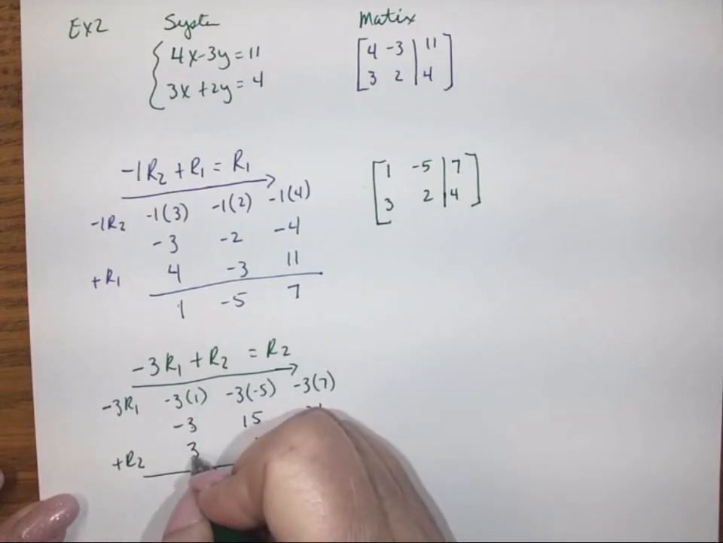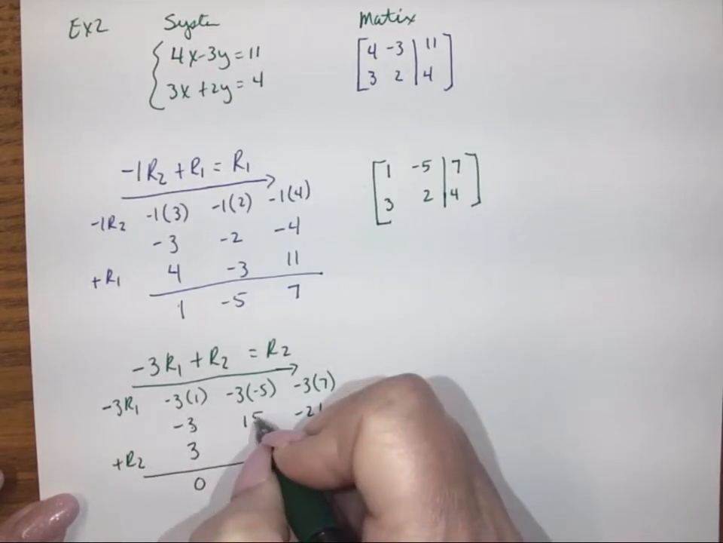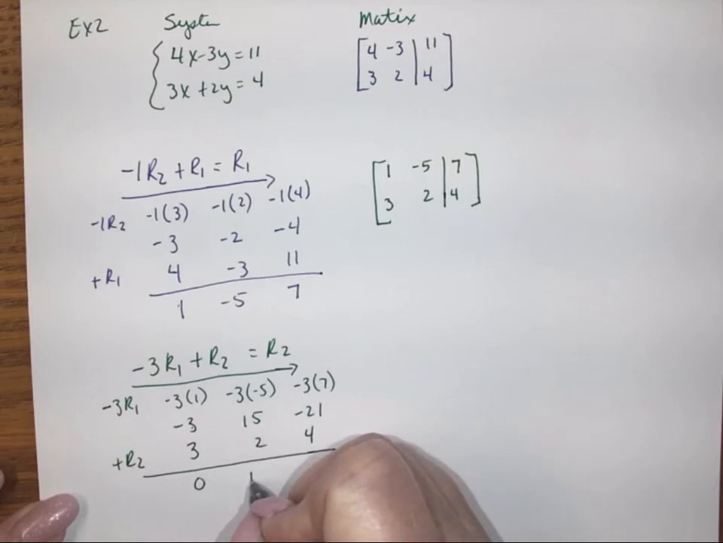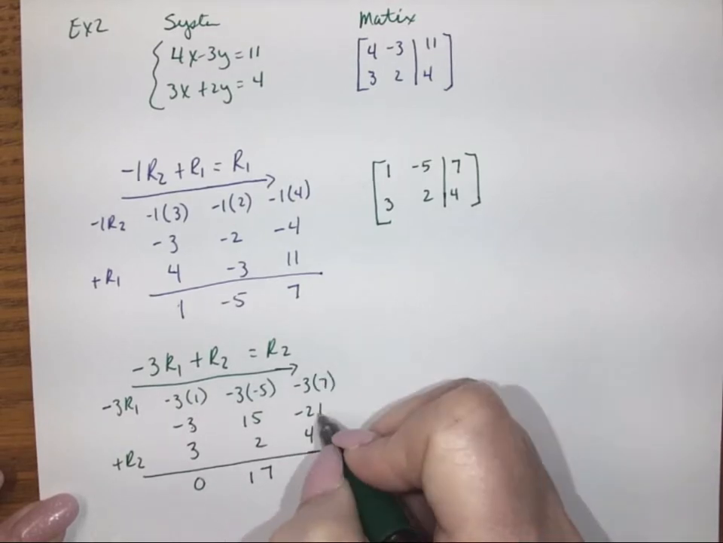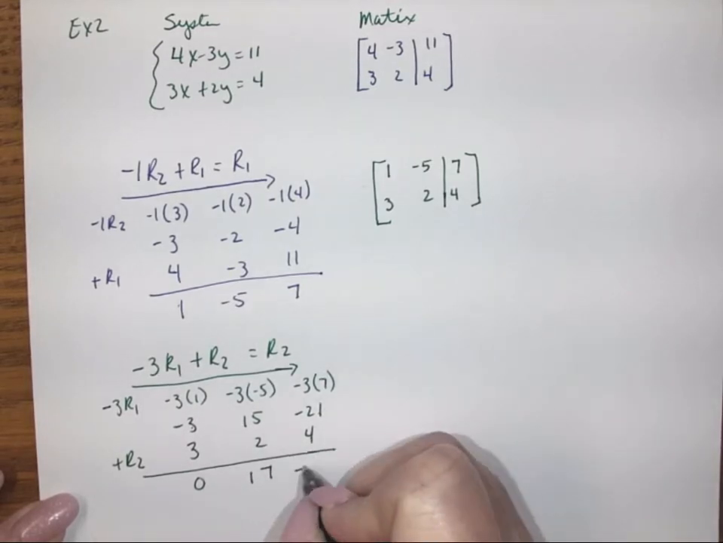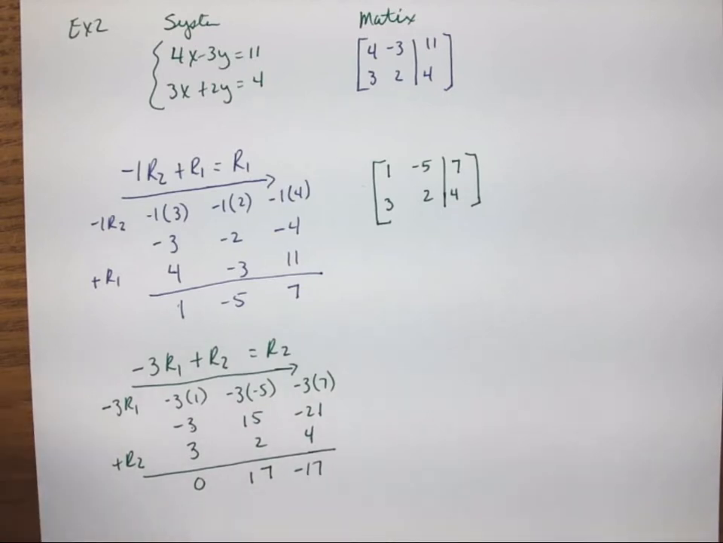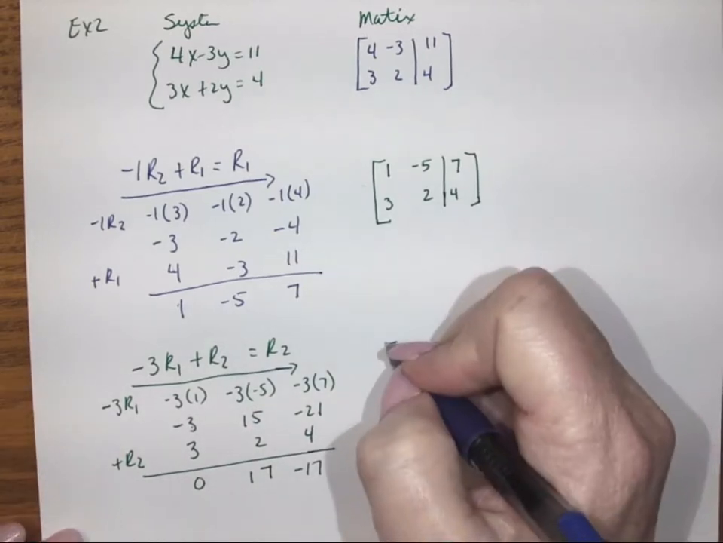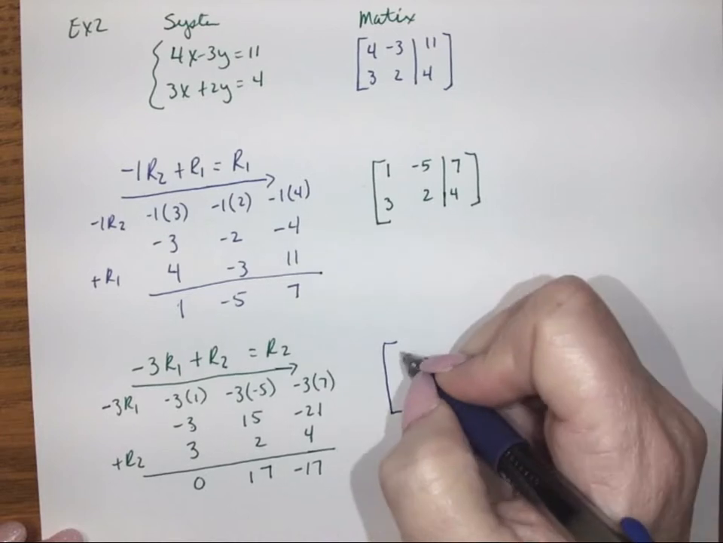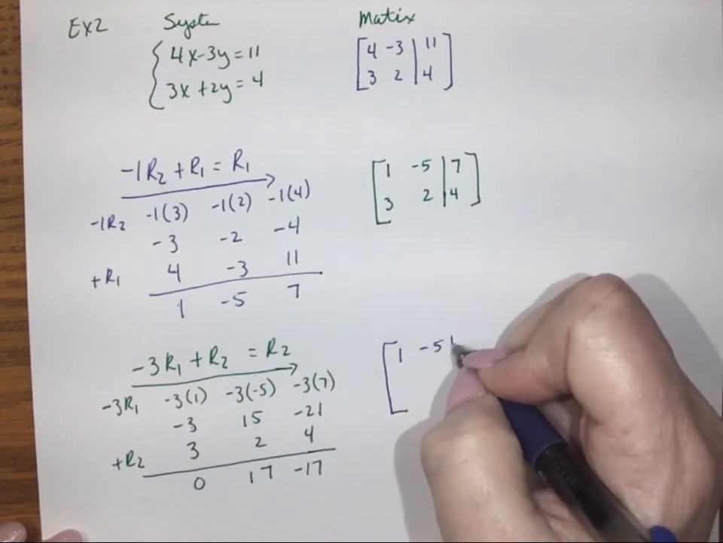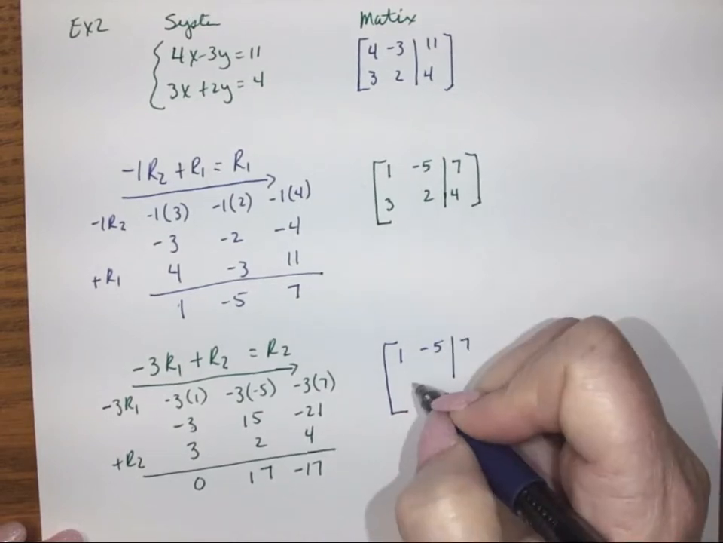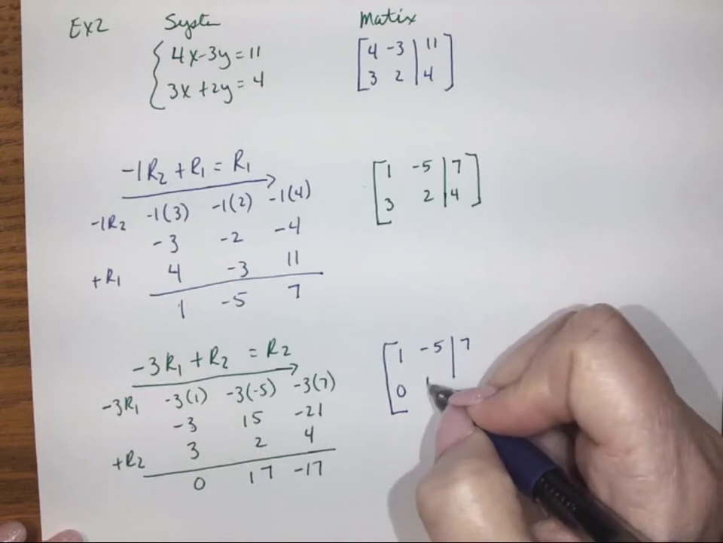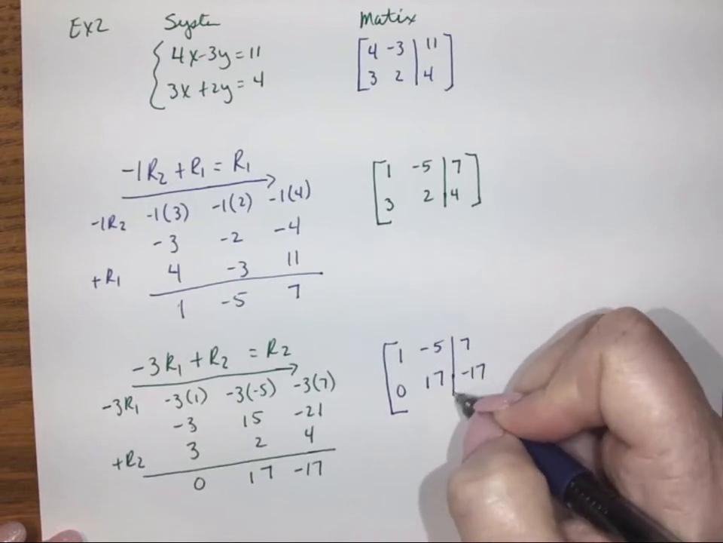So -3 plus 3 will get us 0. 15 plus 2 will get us 17. And -21 plus 4 will get us -17. Let's rewrite our matrix. So first row stays the same. And here we'll have 0, 17, and -17.